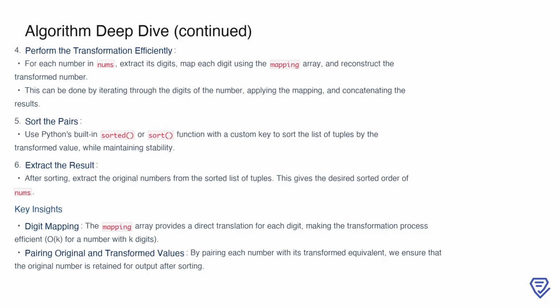values while ensuring stability. After sorting, the final step is to extract the original numbers from the sorted list of tuples. The result is the sorted version of nums based on the transformed values.